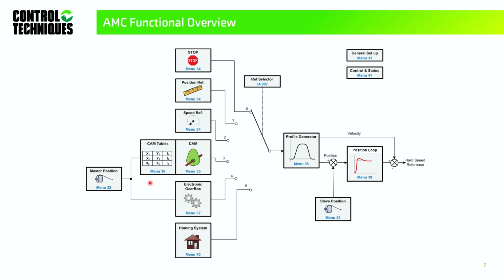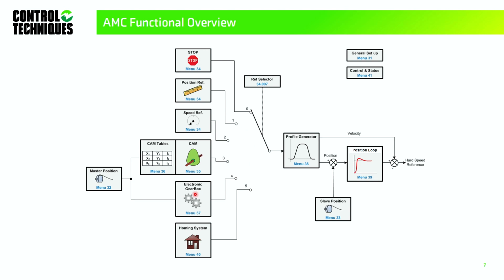When I'm camming, that involves a table which is set up in menu 36, and then the cam itself is controlled in menu 35. So I would shift 3407 to 3 to run the profile that I've set up in my cam table. If I just want to follow the speed or the frequency of the master, I'll shift 3407 to electronic gearbox mode right there.